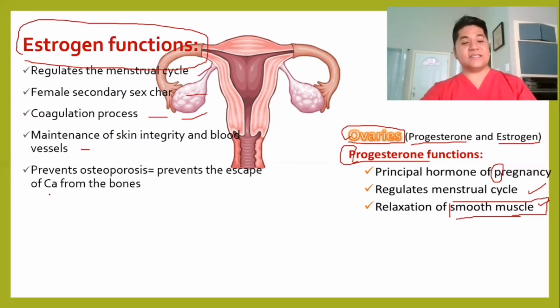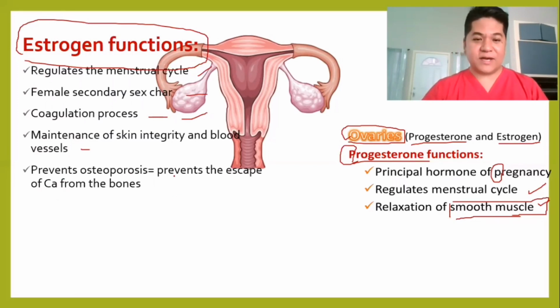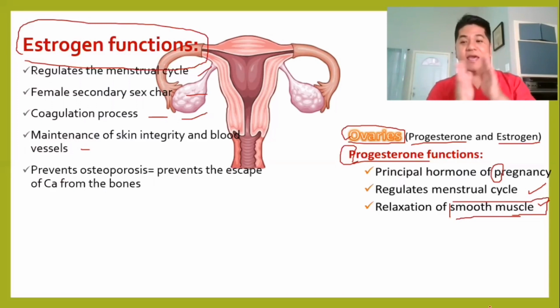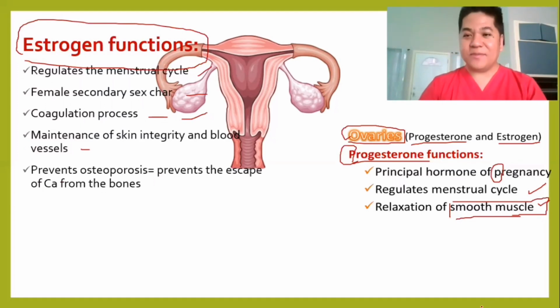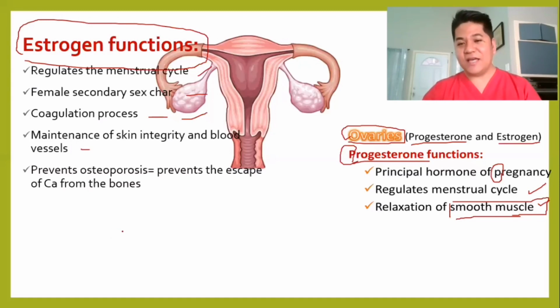And lastly, it prevents osteoporosis because it prevents escape of the calcium from the bone. So it will be reabsorbed into the bone and not allowed to escape into the blood. So that is for osteoporosis. That's why menopausal women sometimes need to supply more estrogen, because they have decreased release of estrogen by the ovaries during that time. Okay, so those are the functions of your estrogen and progesterone by your ovaries.